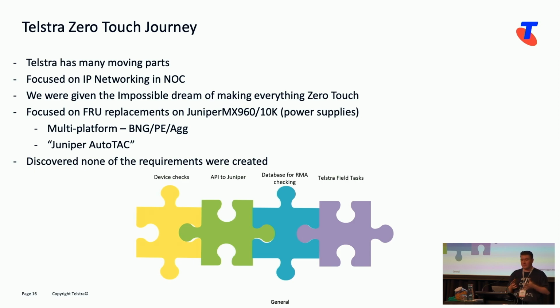So we started designing a system that had a couple of aims. It had to be multi-platform. For us, it didn't matter where our Juniper MX router was being used or what it was doing, whether it was layer 2, layer 3, BNG, or in any of the numerous Telstra networks. We wanted a solution that could work for all of it.